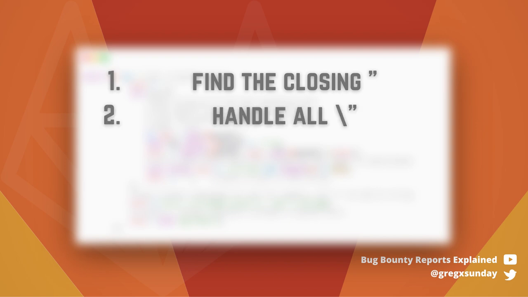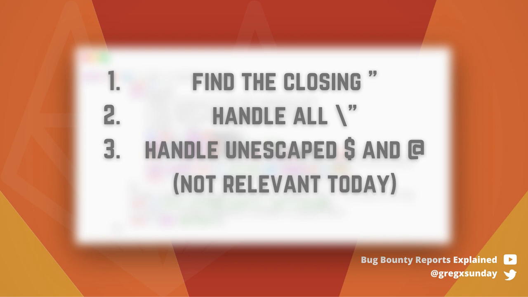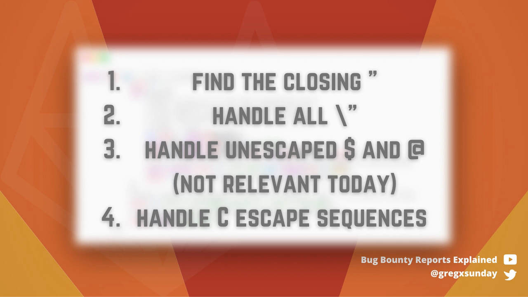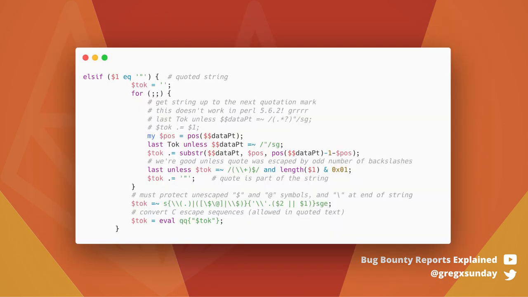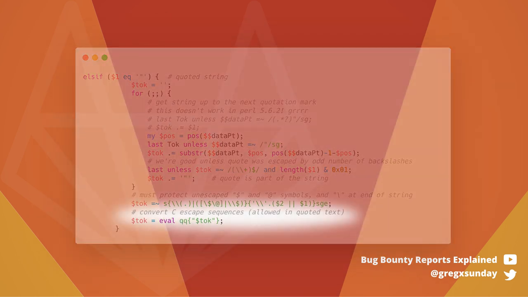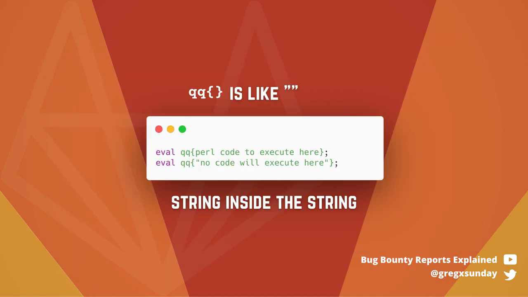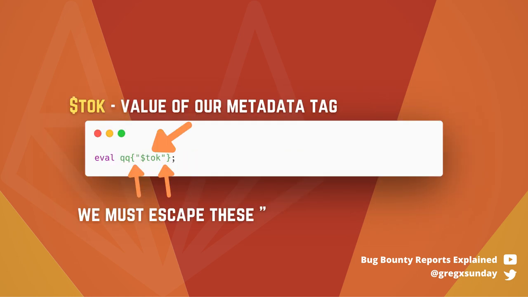2. Handle all escaped double quotes inside. 3. Protect unescaped dollars and at signs. 4. And convert all C escape sequences like backslash n for a new line or backslash t for a tab. For this last task, they used the eval function. It allows executing Perl code. Our value from the metadata was only put there in a string, so only those escape sequences were evaluated. In order to inject Perl code, we would have to escape those double quotes.